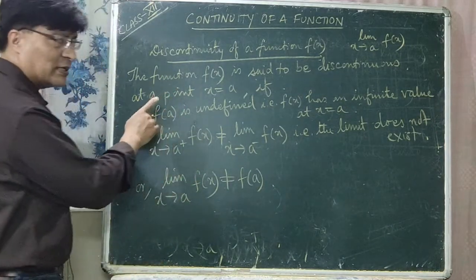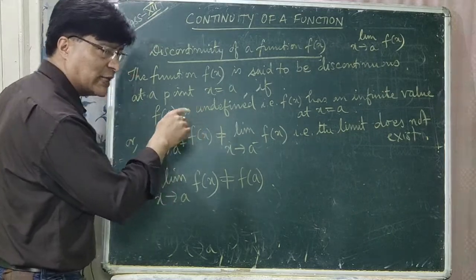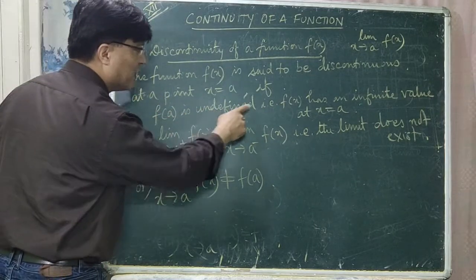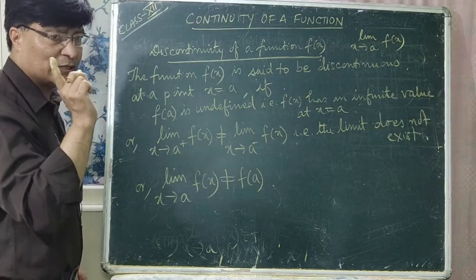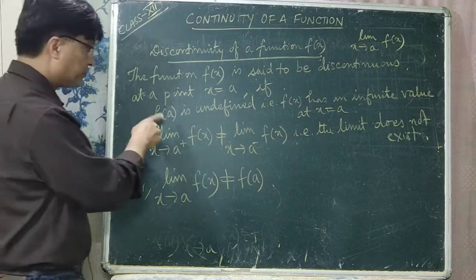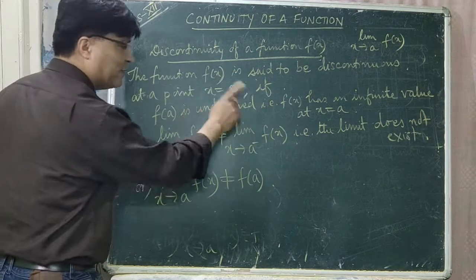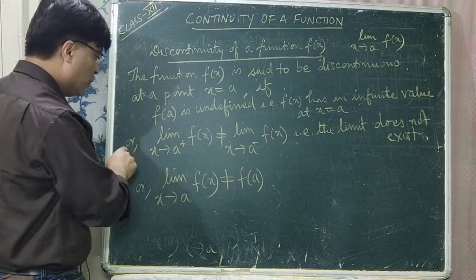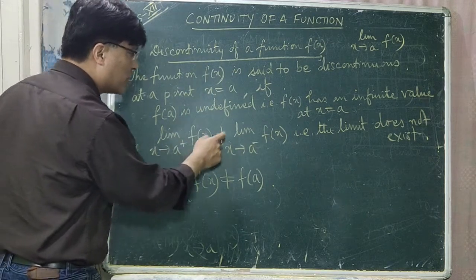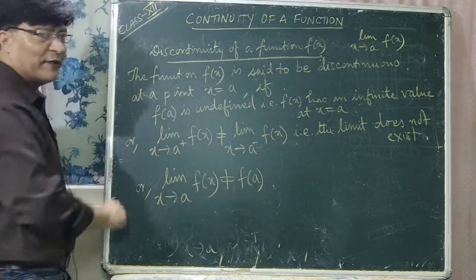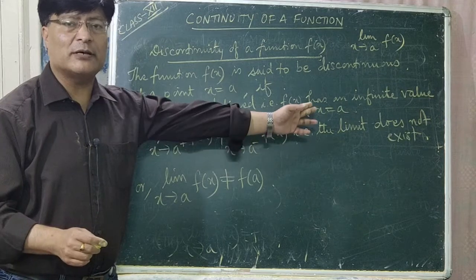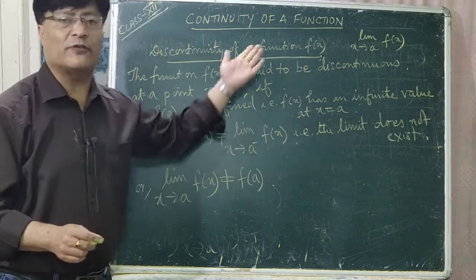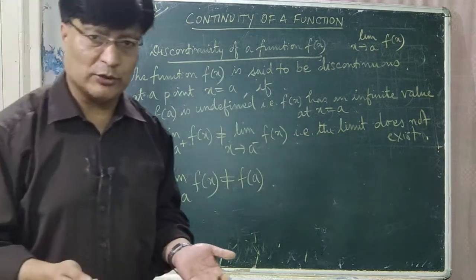So the function f of x is discontinuous if f of a is undefined, that is f of x has an infinite value at x is equal to a. Or sometimes you may have a defined value for f of a, but limit x tends to a plus f of x is not equal to limit x tends to a minus f of x, that is the limit does not exist. In this case also the function f of x is discontinuous.